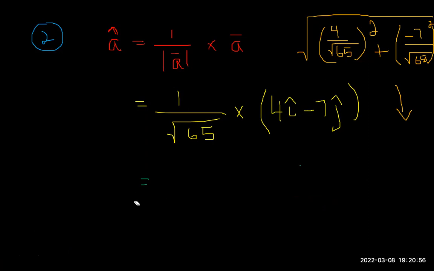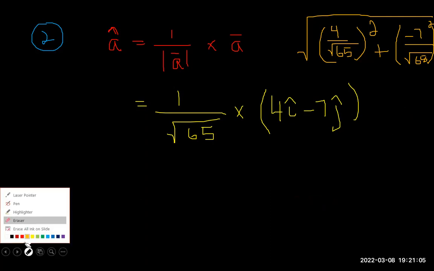Oh, 4i hat. That's how you represent it in terms of i and j. Oh, okay, miss. Yeah, it's just another way to represent a vector, right?